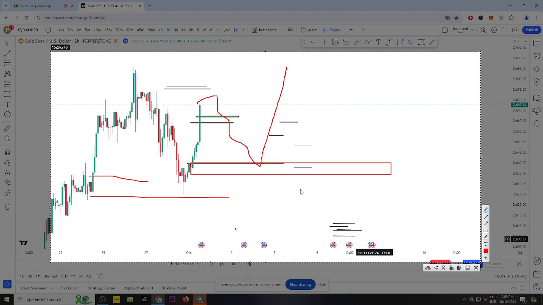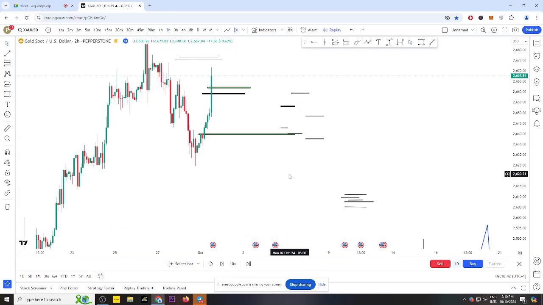Now, what happened here? Sometimes it is not respected, isn't it? Correct. We are going to come here after it. Now, that is an engulfing fail, right? Yes, that is an engulfing fail.